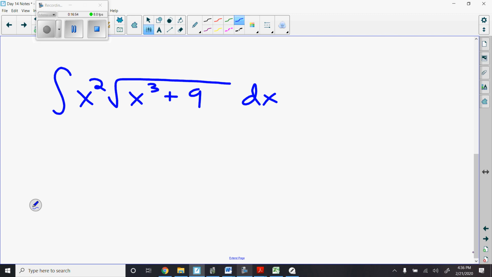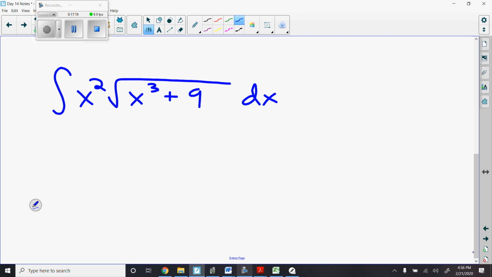But again, what I see is a function x cubed plus 9. Well, I know the derivative of x cubed plus 9 is 3x squared. Now, I really wish it said 3x squared out front, but it doesn't. But I can still do my u-substitution. We just have to make a little adjustment with our du. I'll show you what I mean.